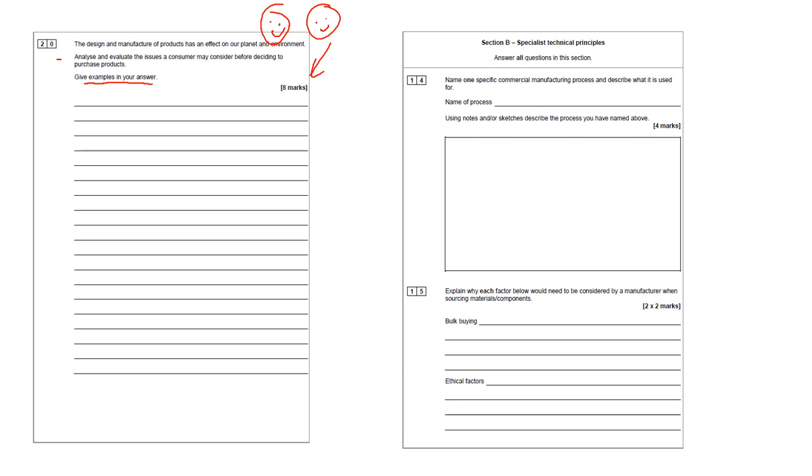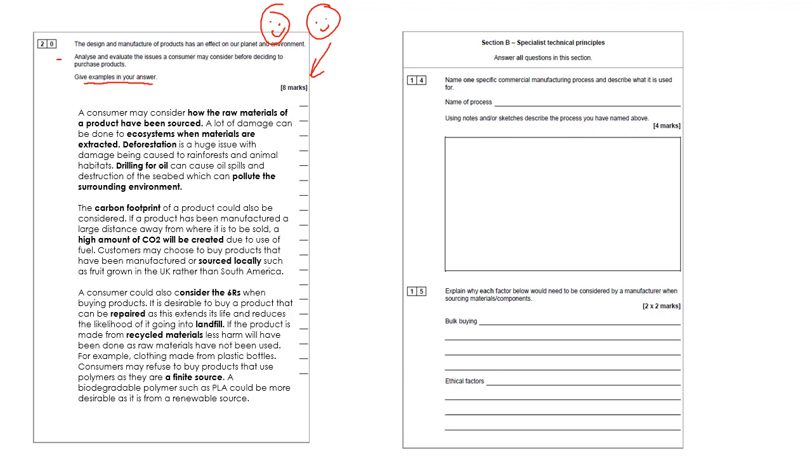So I'm going to show you the answer that I put together and talk it through, but this is just one type of answer. The nice thing about the product design exam is at the end of every bit on the mark scheme it says, accept any other valid responses. So here we go. I've tried to split it down into thinking about the life cycle of products, almost like a life cycle assessment, thinking about the carbon footprint, and a little bit of thinking about the 6 R's. A consumer may consider how the raw materials of a product have been sourced. So there you go, mark there already. A lot of damage can be done to ecosystems when materials are extracted.